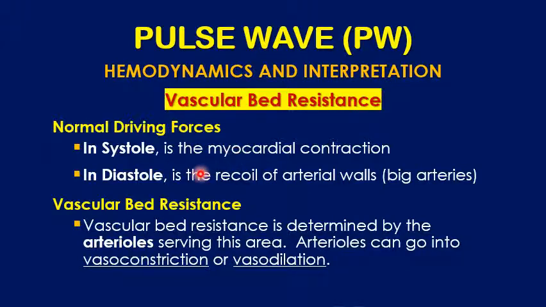On the other side, when you come to the diastole, there is an energy that keeps the blood flowing forward. But where is the energy coming from here? From the recoil of the arterial wall. Which arteries? Usually the big arteries like the aorta and its branches, almost up to the vessels that we feel in the arms and legs. This is what happens in the arteries.